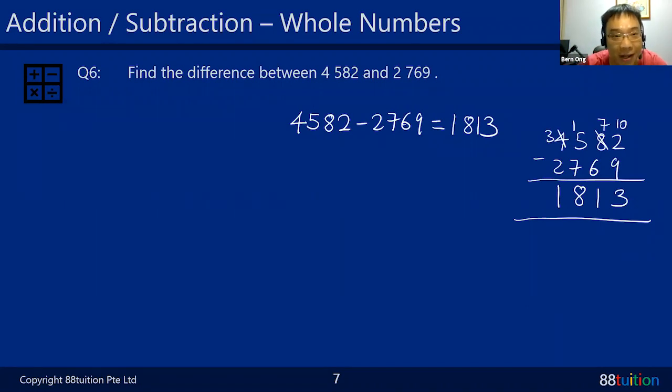All right, yes, everybody got it correct. 1813. Very good. All right, smart boy, smart girl. Once again, this is your primary 3 work. Nothing difficult. Nothing difficult. Moving on, question 7, let's go.